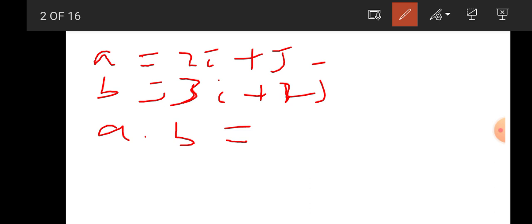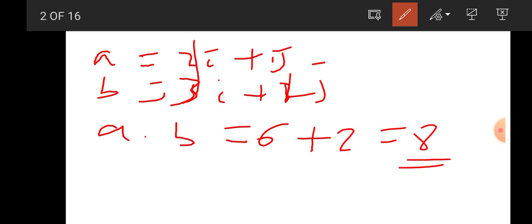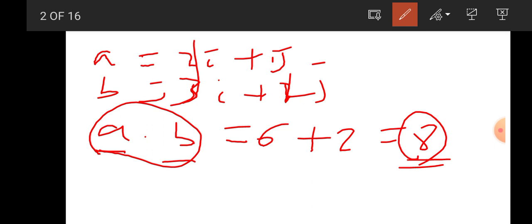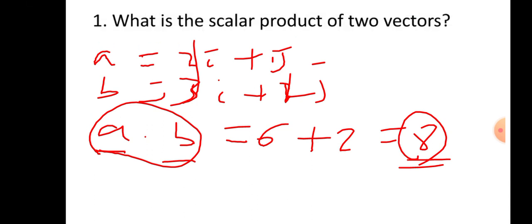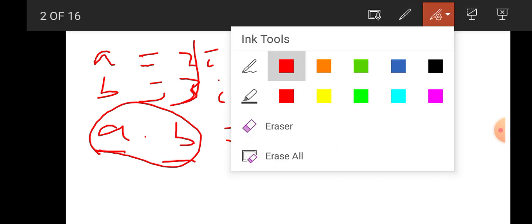ስለዚህ ኤ ዶት ቢ ኢኳልስ ቱ 2 ታይምስ 3 that is 6 plus here the coefficient of j is 1 times 2 which is equals to 8 ምንድን ነው? ስካለር ነው ማለት ነው። Therefore, the scalar product of two vectors, A is vector, B is vector. Their scalar product is scalar. Therefore, the scalar product of two vector is scalar.